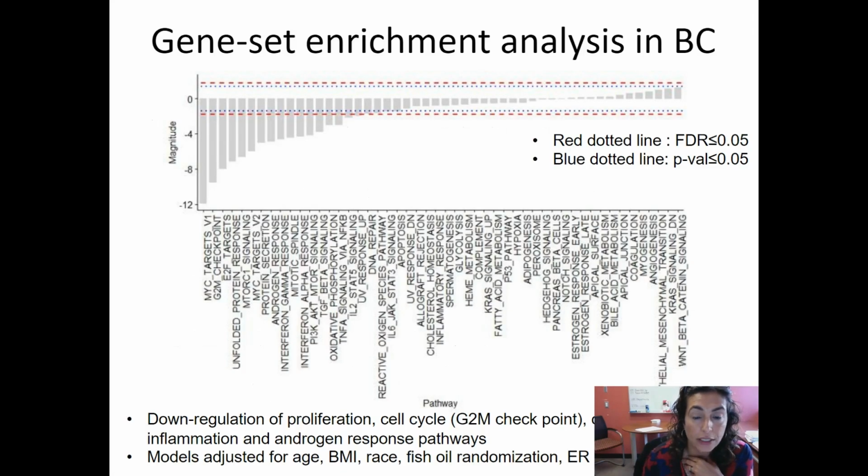And what we found was a number, the red dotted line signifies FDR significance. And what we found was a number of gene sets that were downregulated in the women that were randomized to high dose vitamin D. So we saw significant downregulation of specific pathways, including proliferative pathways, cell cycle related pathways, inflammation, and all of these models were adjusted for age and ER status as well as stage.